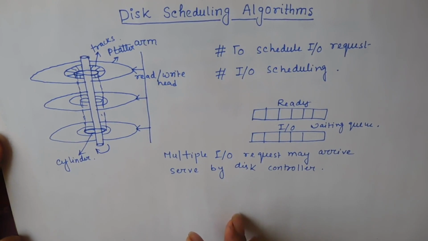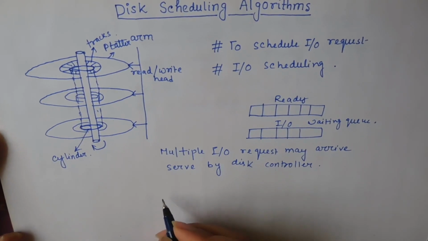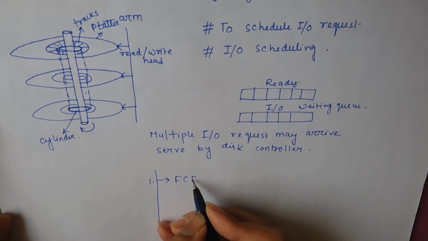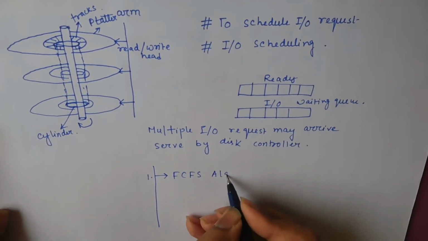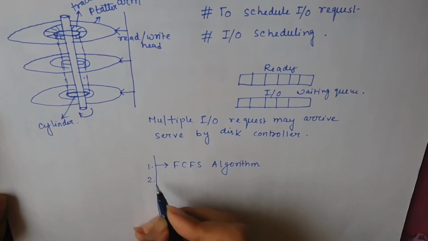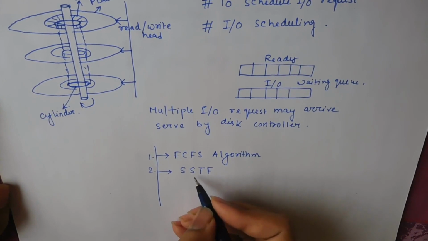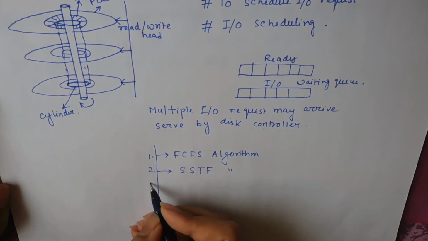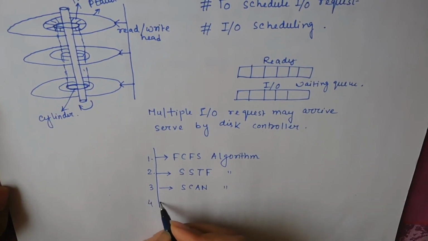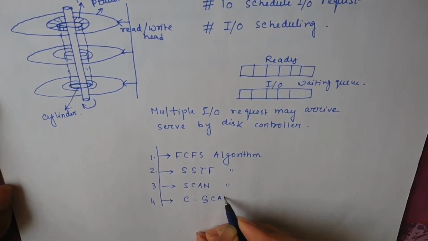Now the concept is clearer if we have some examples. Today we learn 4 disk scheduling algorithms. First, the FCFS algorithm, that means first come first serve. Next, SSTF, that is shortest seek time first algorithm. Then the SCAN algorithm and C-SCAN, that means circular scan algorithm.